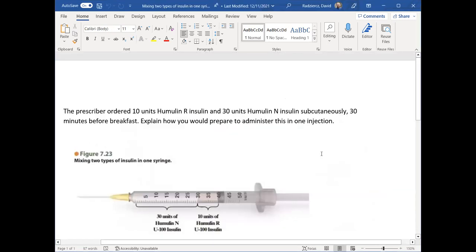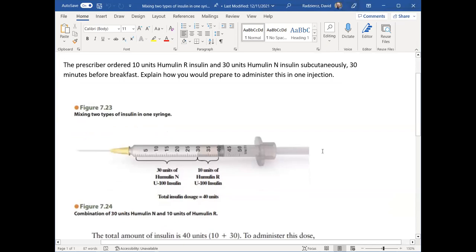All right, so this is from one of the textbooks, and you can see how they mark it. Here the regular insulin is between 30 and 40, and then the NPH, the Humulin N, is between 0 and 30. So that's why it doesn't make sense to me to make two arrows unless you're making them like this.